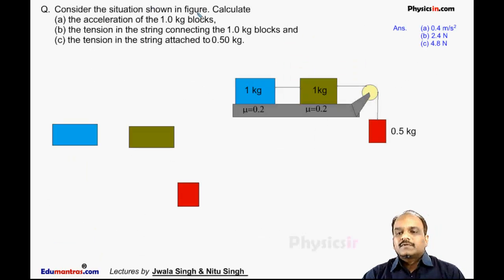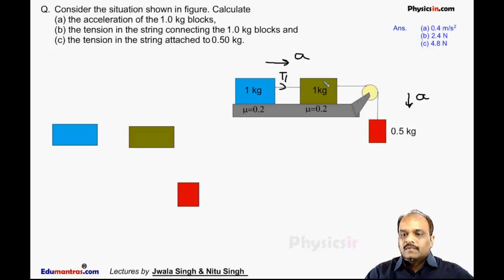Consider the situation shown in this figure. Calculate the acceleration of the 1 kg block. These two blocks are of mass 1 kg and this is of 0.5 kg. Let the acceleration of these two blocks be A. Then the acceleration of this is also A. Let the tension here be T1, and here T2. So we will write the free body diagram.